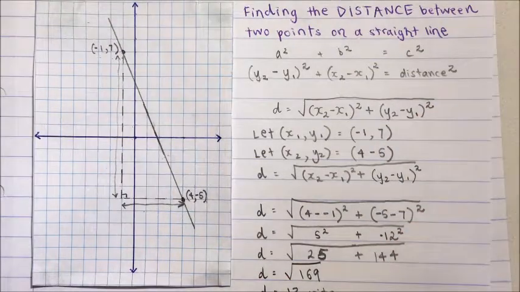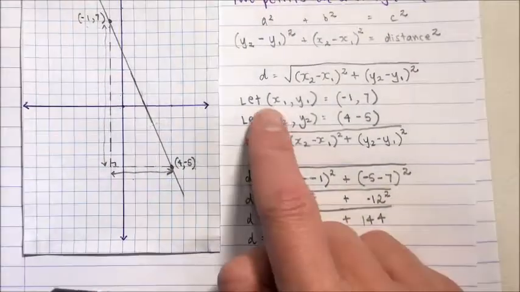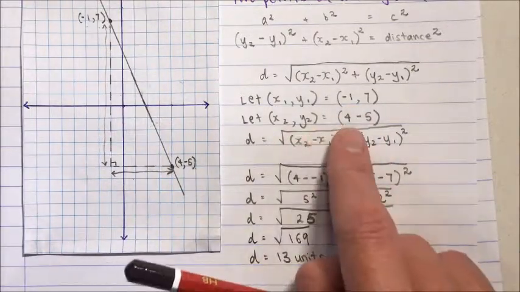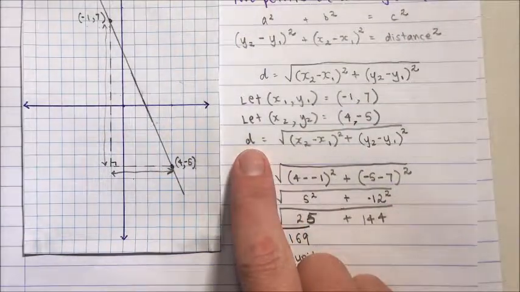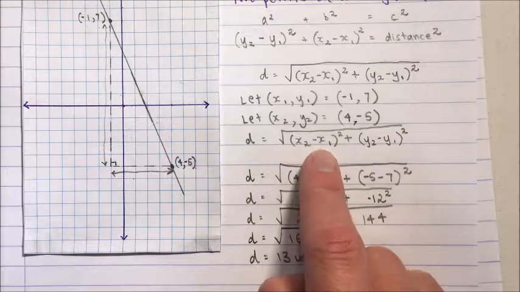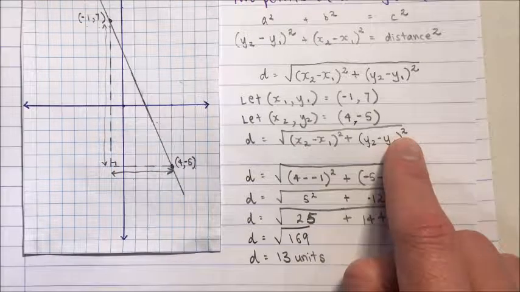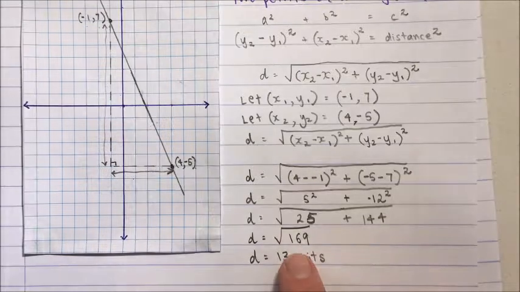And we'll just substitute in our data. The data that we've got this time is let x1, y1 equal -1, 7, let x2, y2 equal 4, -5. Write in our formula again: the distance is equivalent to the square root of the run, x2 minus x1 squared, plus the rise, y2 minus y1 squared. We substituted our numbers in and we got the square root of 169, so the distance is 13 units.